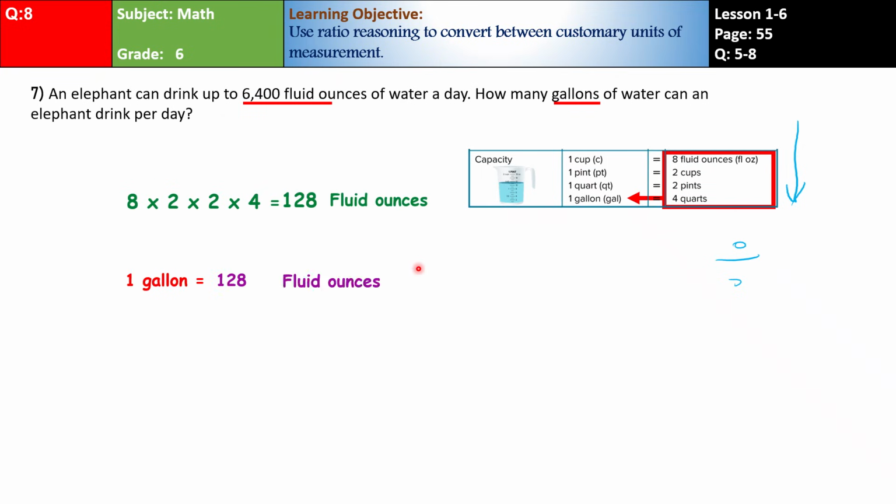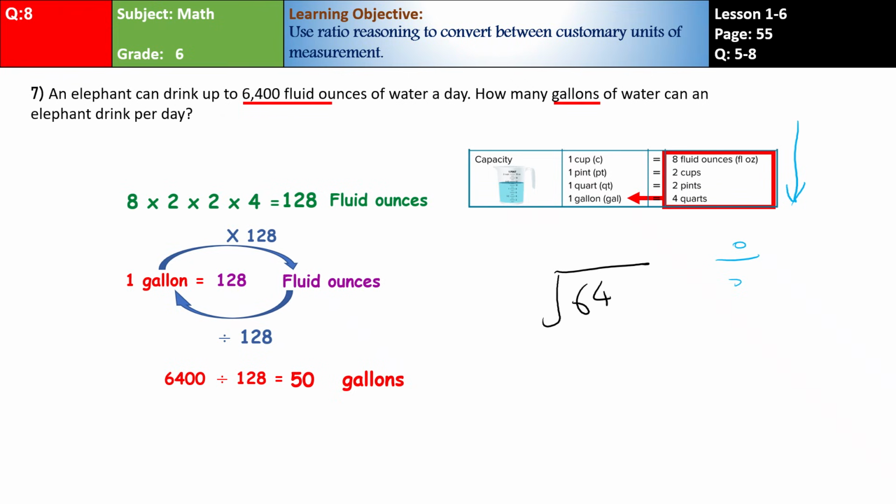So now you can check that 1 gallon has 128 fluid ounces. If you are going to convert gallons into fluid ounces, you will multiply, but fluid ounces to gallons, you will divide. So in this case, we divide 6400 by 128, that gives you 50. So 50 gallons is the answer. How did we get 50? Pause your video, solve this question, and see what is your answer.